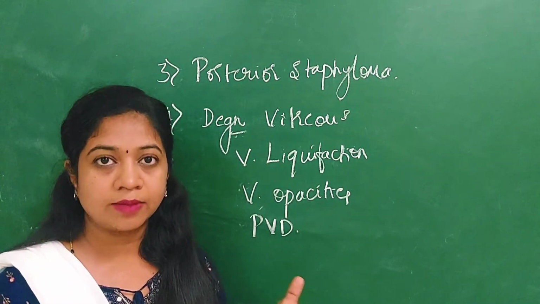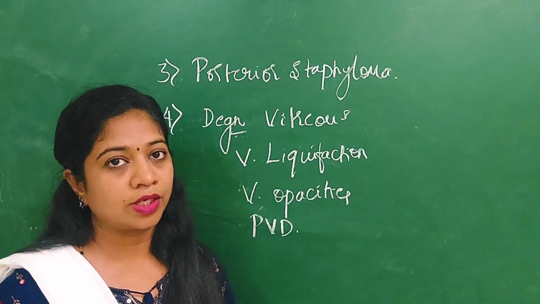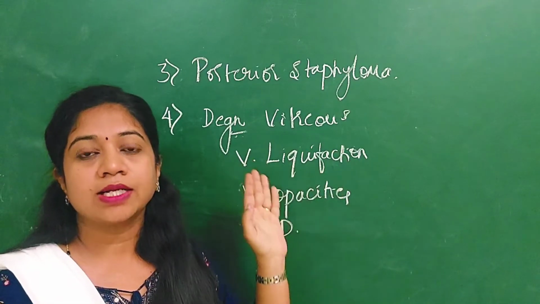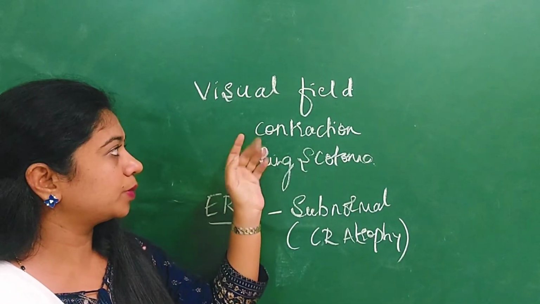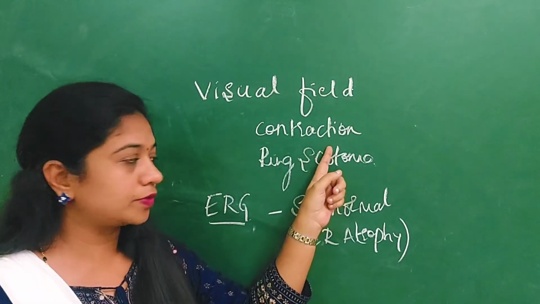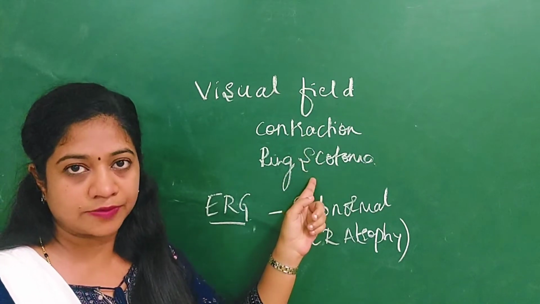Let me recap once again. The fundal changes: we have the optic disc changes, degenerative changes in the retina and the choroid, posterior staphyloma formation, and the degenerative changes in the vitreous. And when you do the visual field examination in these pathological myopic patients, there can be contraction of the visual field or even formation of the ring scotoma. So these are the visual field changes which you observe.